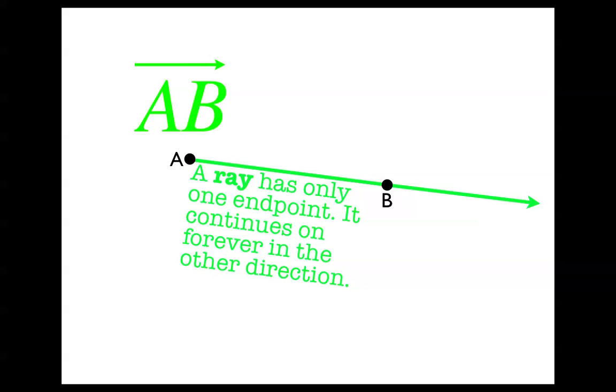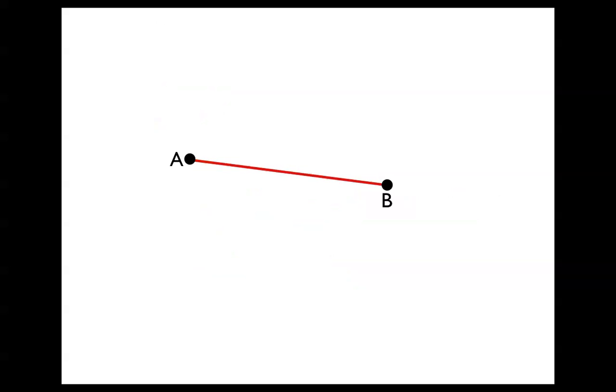We write the name of a ray kind of like the way we write the name of a segment, except that instead of a segment over the 2 letters, you make a ray over the 2 letters. Just be sure to put the endpoint first. Since A is the endpoint, we start with AB. We're not going to call this one BA. We're going to call it AB.